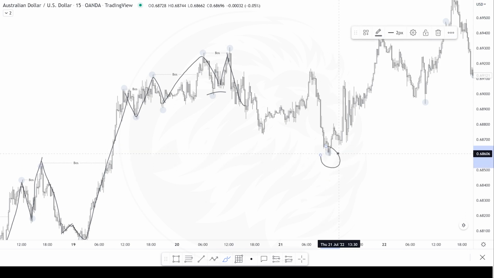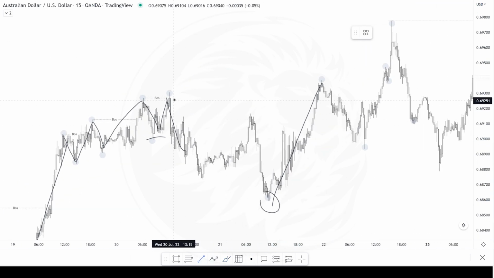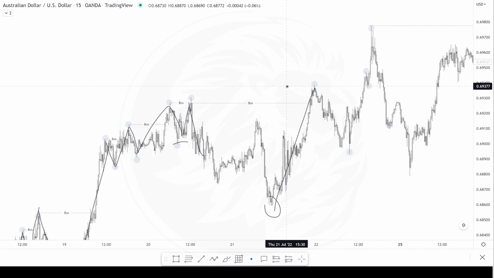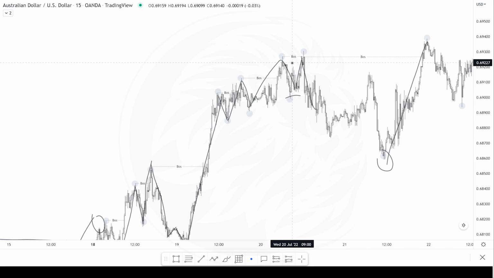So here the low is now here. We break to the upside here, so we have a break of structure. It's really important to take the time to mark the structure as well.